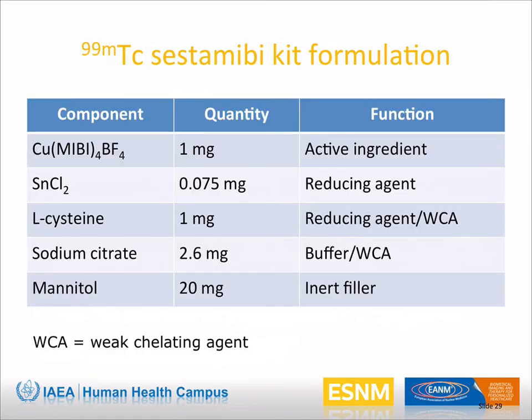The kit formulation contains the MIBI itself as a copper tetrafluoroborate salt, stannous chloride. There's an additional reducing agent, cysteine, which also acts as a weak chelating agent. There's sodium citrate, which is both a buffer and a weak chelating agent. And finally, there's mannitol, an inert filler, just to make it look like there's something in the vial.